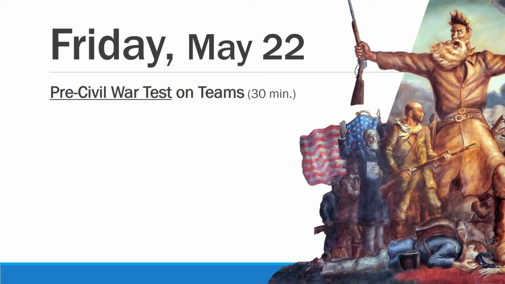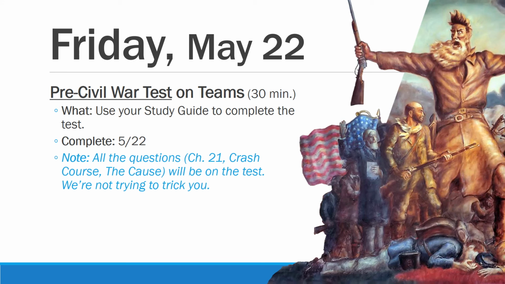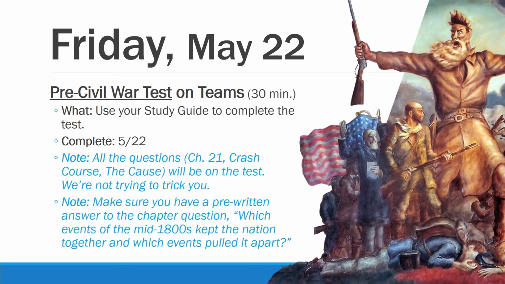Now on Friday, May 22nd, you're going to be taking the Pre-Civil War test. You can use your study guide, so remember, whatever you do in your study guide will be helpful for you on the test. Please note all the questions from Chapter 21, Crash Course, and The Cause will be on the test. Now, we're not trying to trick you. Make sure that you have a pre-written answer to the chapter question. If you have it pre-written for the test, you just need to copy and paste it in. The question is, which events in the mid-1800s kept the nation together and which events pulled it apart?